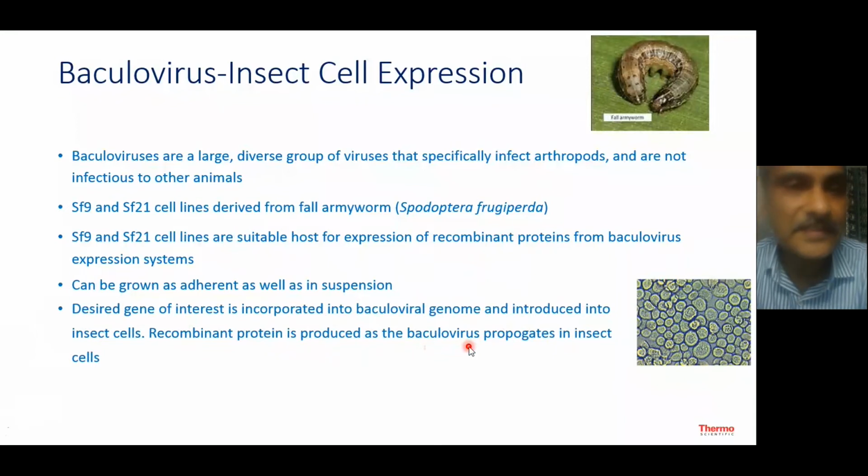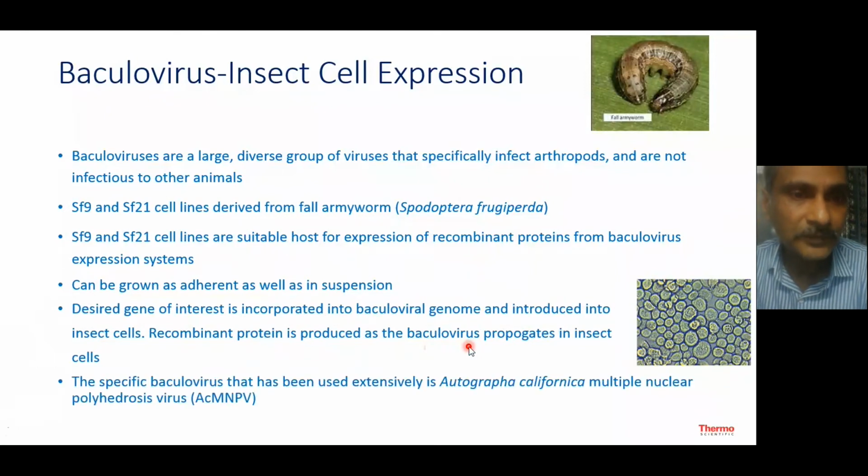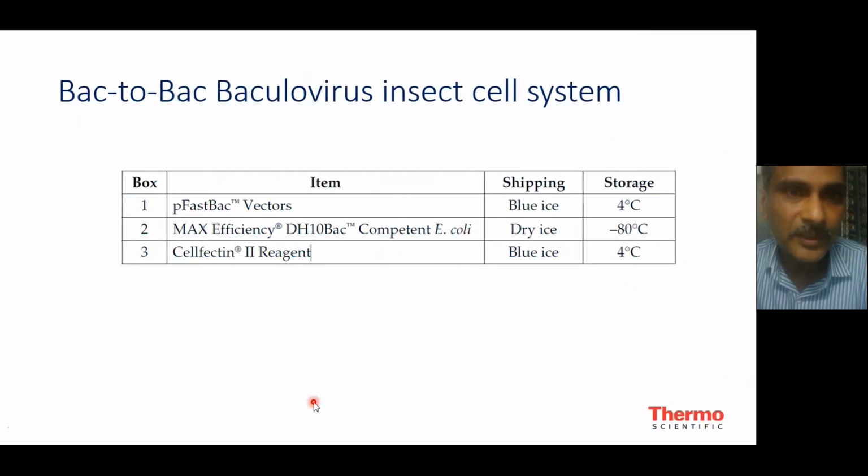This is just a summary slide, but I'll go into detail on the steps which are required to produce proteins. Also, one of the most common baculoviruses used in this system is called Autographa californica multiple nucleopolyhedrosis virus, AcMNPV. This is the most common baculovirus used for expression systems. When we look at expression systems, there are several commercially available systems for this particular baculovirus system.